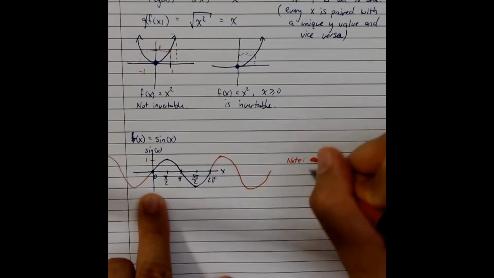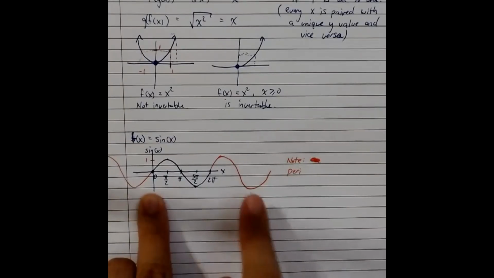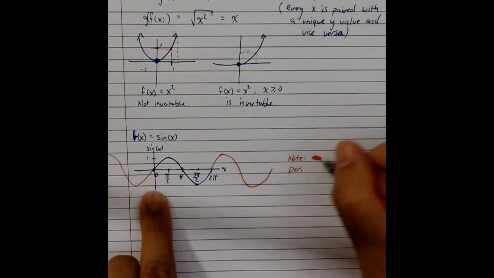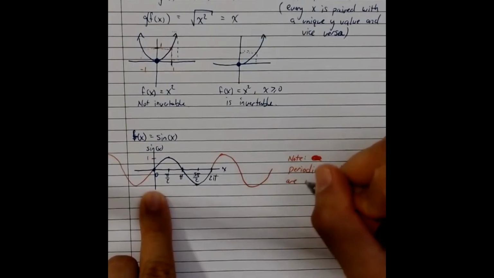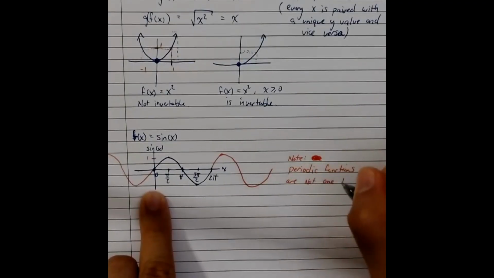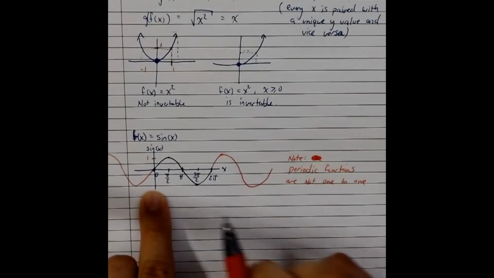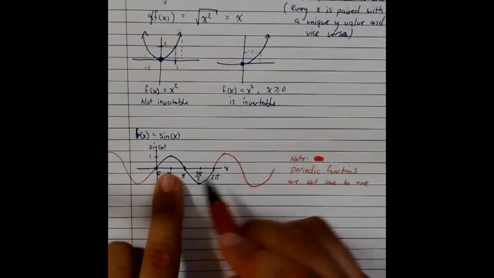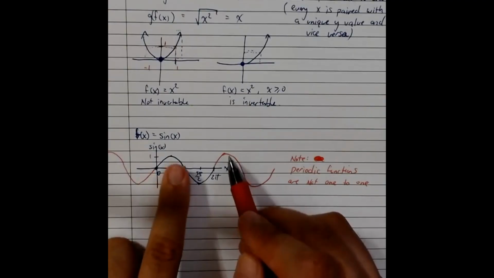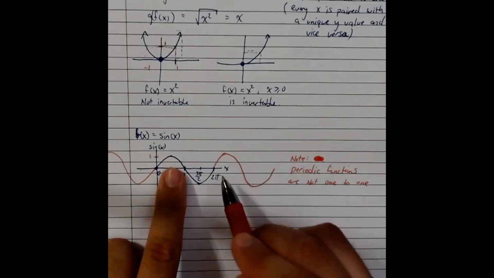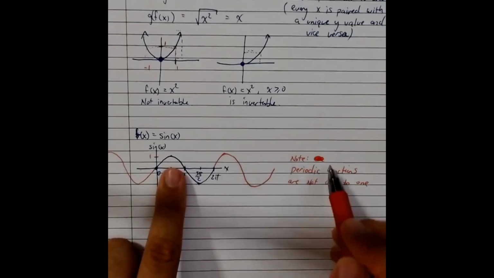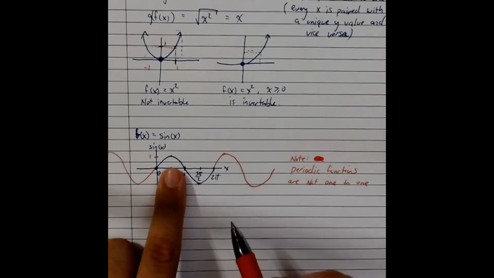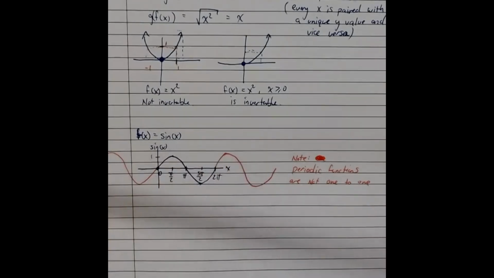So note, periodic functions, and this isn't true of just sine, this is true of every periodic function, by definition, are not 1 to 1. After all, by definition, a periodic function means that eventually you're going to have some other x value, which gives you the same y value. And not only is it going to happen again, it's going to happen indefinitely, forever, at regular intervals. So that means that sine of x is not invertible.